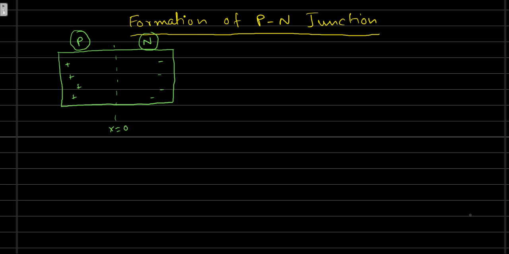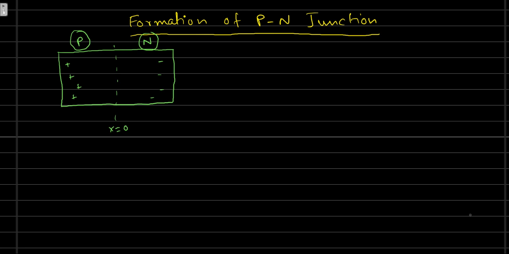Now the PN junction is very important for any semiconductor device, because all semiconductor devices have one or more PN junctions, and the working mechanism, the physics of the semiconductor device, entirely depends upon the property of the PN junction, that means how the PN junction behaves.